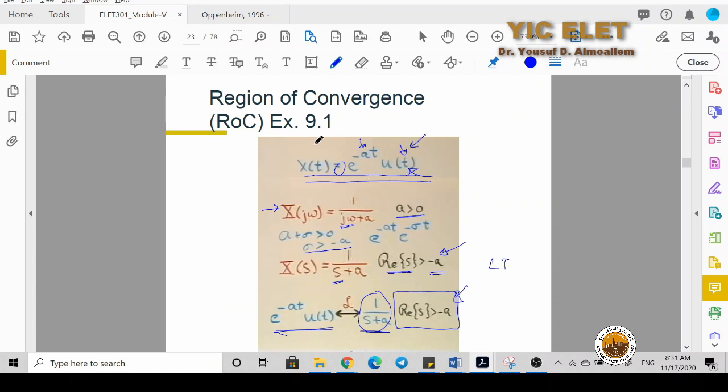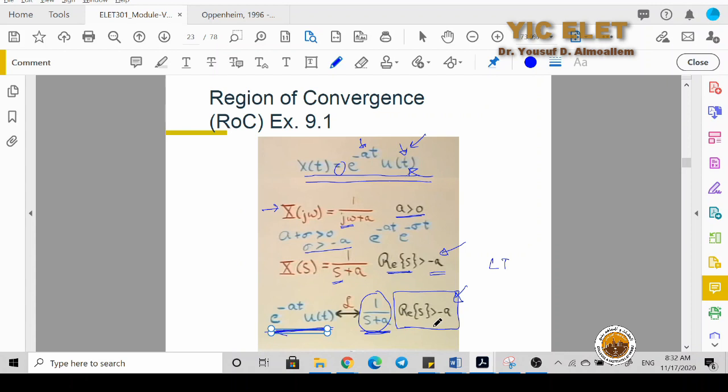When we solve this function, we get this solution. So this is the function, and this is the solution: 1 over s plus a for real part of s greater than minus a. At this region only it will converge. Otherwise it will not exist. This is not the right solution. There will be no solution.